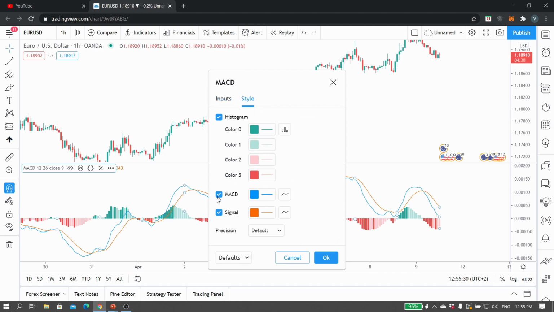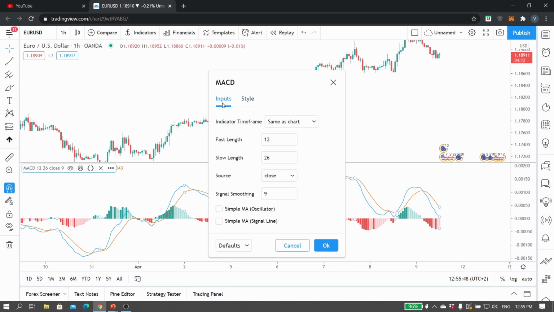So first of all, here you have the style. You can see which one is the MACD and signal here, but also the colors. You can change the colors. Green and red for the histogram is what I would recommend. You can change the colors of the MACD and the signal line however you want. But it's more about the inputs.